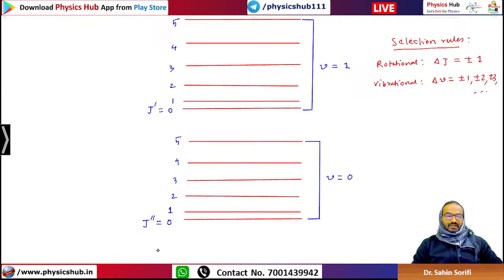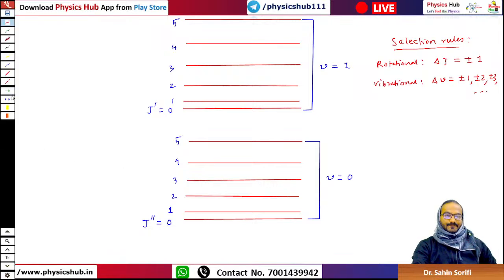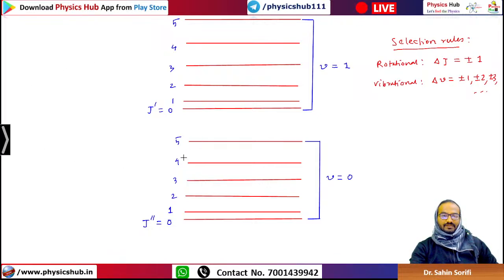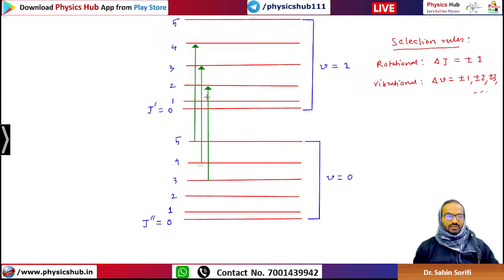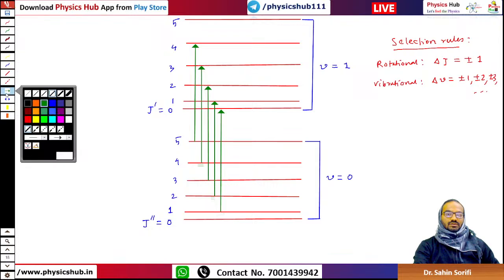Now, if I consider the transitions, let's say these transitions from J double prime equals 5 to J double prime equals 4. What is the change? 4 minus 5, minus 1. Okay. Let's say 4 to 3, minus 1. 3 to 2, minus 1. 2 to 1, minus 1. 1 to 0. Okay. So these transitions correspond to delta J equals minus 1. Finding it convincing?